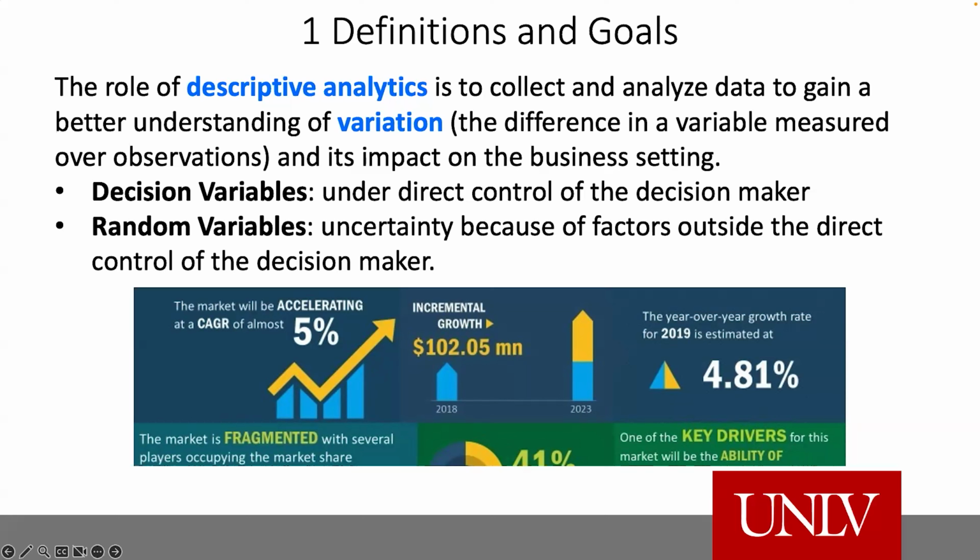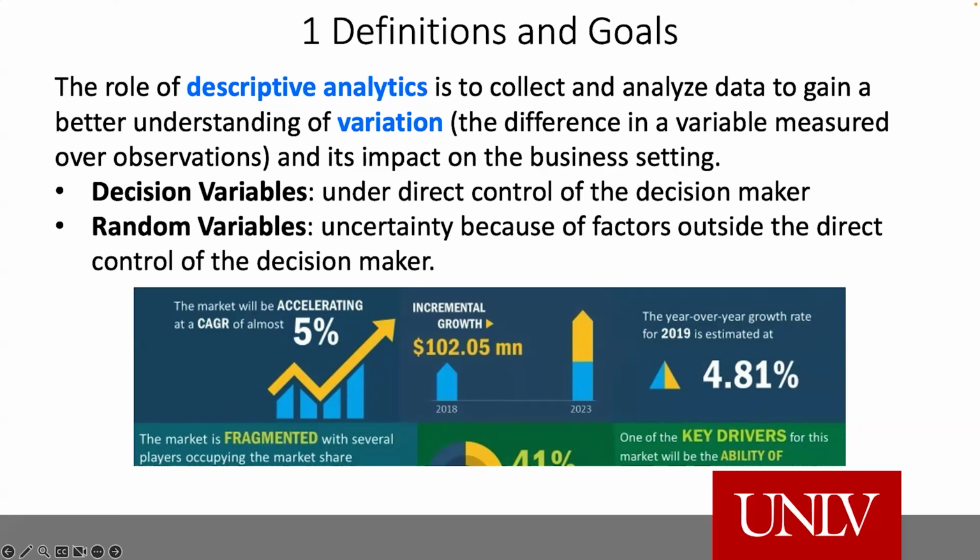Another type is random variables. These change due to uncertainty or factors you cannot control. For example, the customers demand, weather conditions, or market interest rates. Since you cannot predict them with complete certainty, you have to plan for their variability and possible impact.